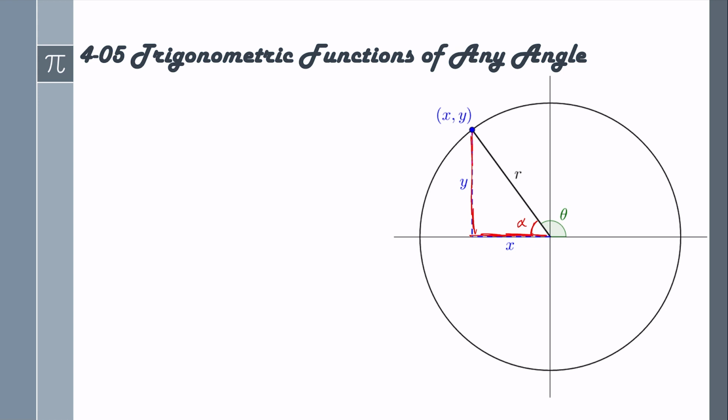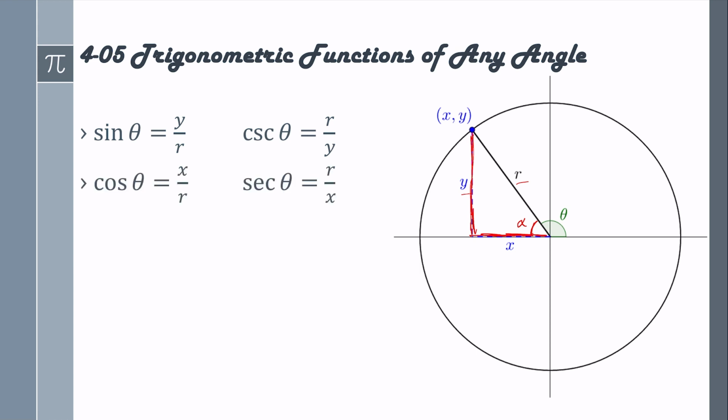And then, since it's a right triangle, we could find things like sine. Sine is opposite over hypotenuse, or y over r, and cosecant is the reciprocal, r over y. Cosine is x over r, adjacent over hypotenuse. And tangent is opposite over adjacent, y over x.